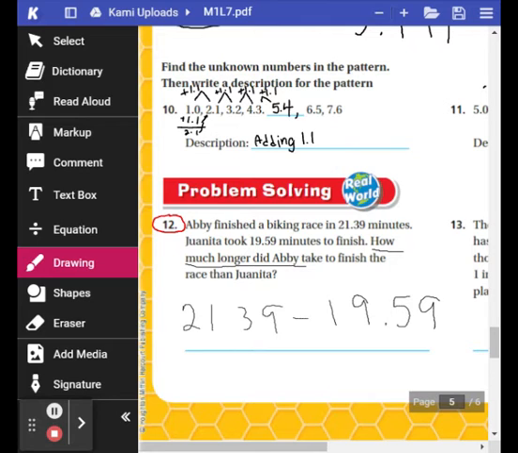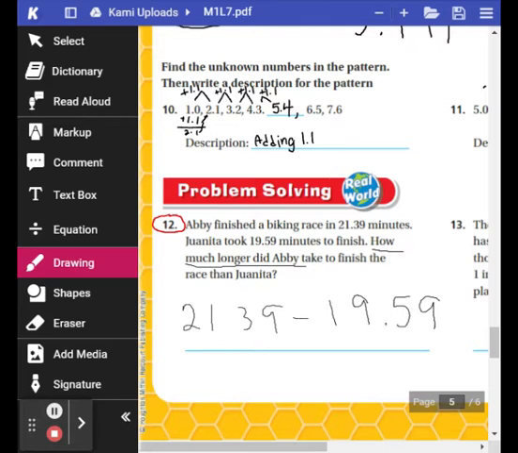I can take 9 from 9 is 0, but I can't take 5 from 3. I need to regroup. This becomes a 0. This is 13, but I'm going to put it right on top because it's easier to read. If you're comfortable putting the 1 next to the 3, that's fine, but this makes it easier. So 13 minus 5, that's 8.